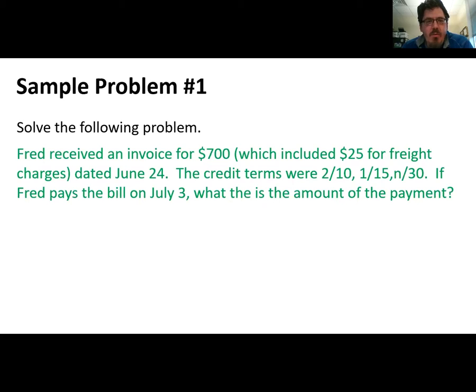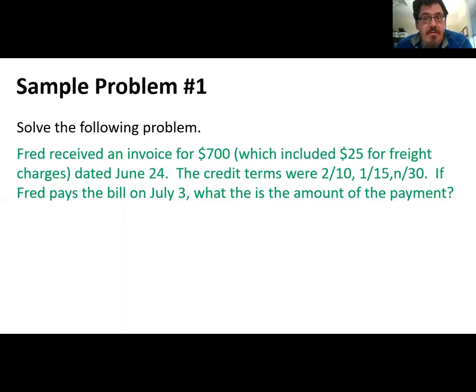All right, so basically what this problem entails is a situation where Fred will pay less than what the invoice is calling for if he can pay it early. If you look at the credit terms, the notation 2/10, 1/15, net 30, what that basically means is if he pays it within 10 days of the invoice date, he'll get a 2% cash discount. So you can take 2% of the amount and take that off, and that'll be what he needs to pay in order to settle the invoice.